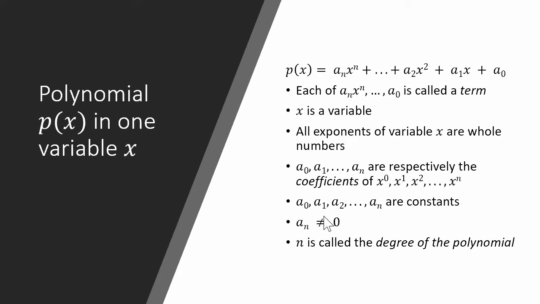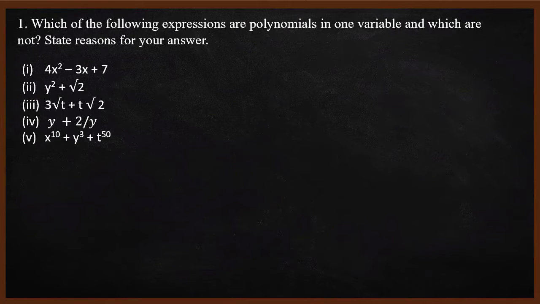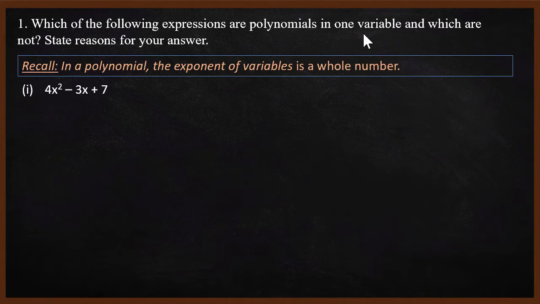Moving on, let's look at the first problem. The first problem is we have to identify whether an expression is a polynomial in one variable or not, and why. There are 5 questions. At the end of this, you would have understood how to do such problems. First one: 4x squared minus 3x plus 7. Now, let's look at this polynomial. It has 3 terms, 4x squared, minus 3x, and 7.